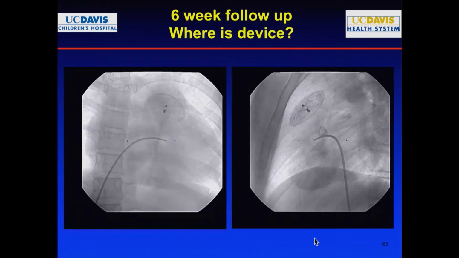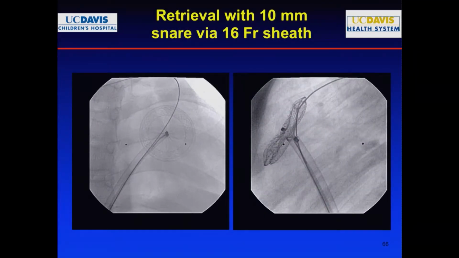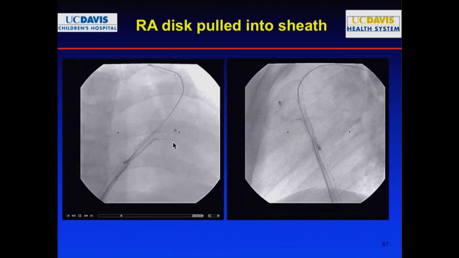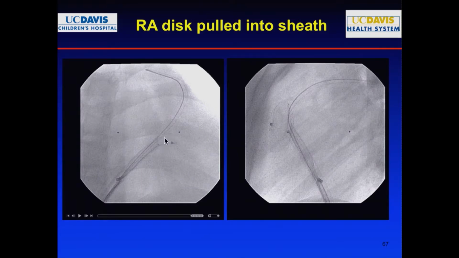It's not easy to pull a big device in. I think this was like a 32 millimeter. So we put a 16 French in and grabbed it, pulled it in, and for the life of us, every time we pull harder, the tricuspid valve will have a lot of regurgitation. But eventually, we got most of it in. This part wouldn't come in because it was stuck in the outflow tract. You know how when you pull out the disc, this has to extend first before it can come in, and there was just no space for it to extend.